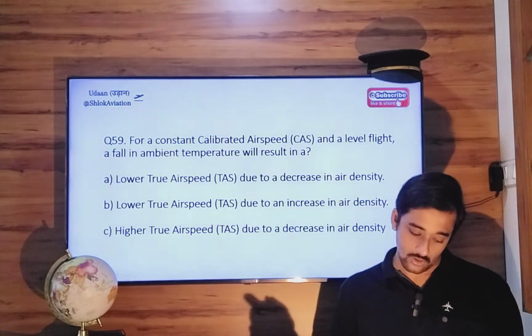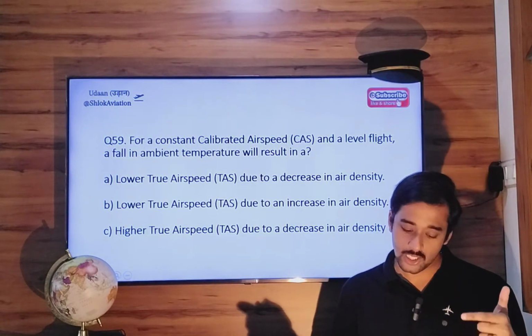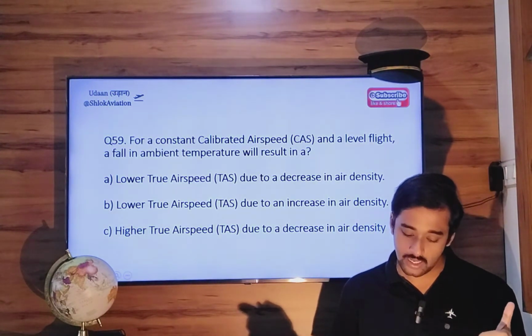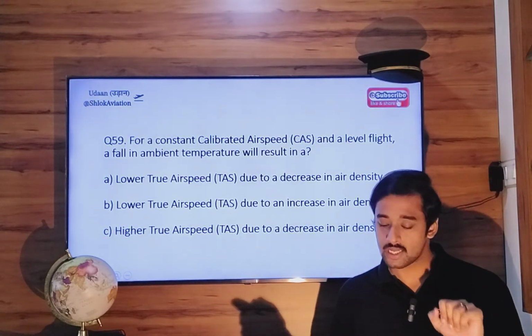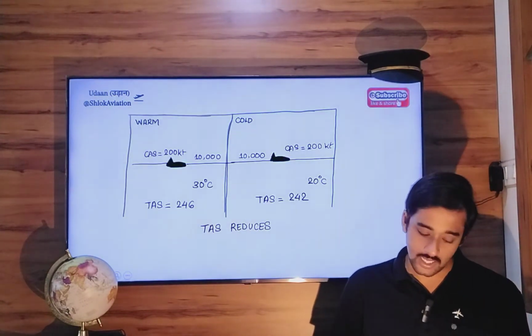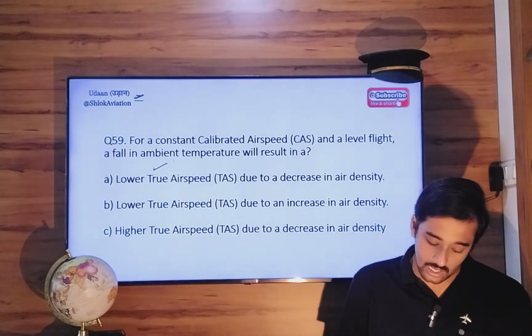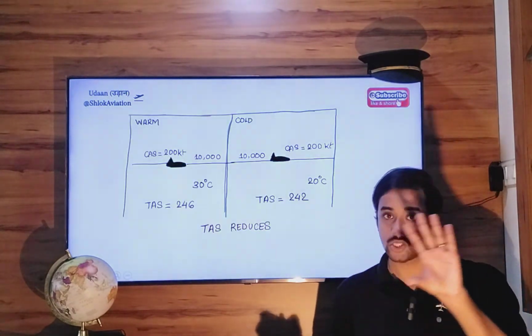Correct? So for a constant CAS and level flight, a fall in ambient temperature will result in a lower true airspeed due to an increase in air density. So TAS reduces, that's right. So it's either option alpha or option bravo. Now what happens when you enter from a warm air mass to a cold air mass?